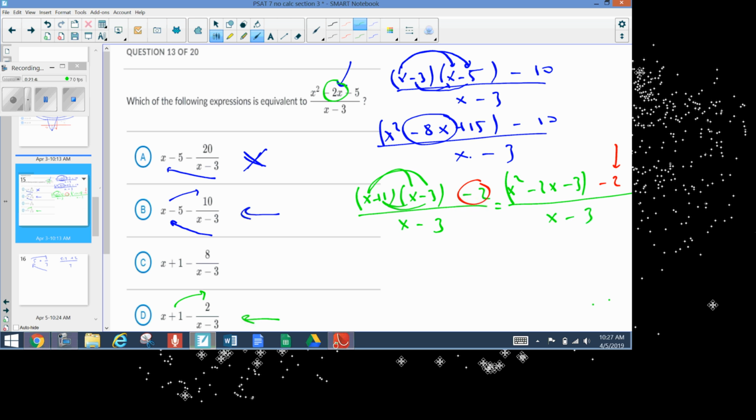So did we get it right? Yes, because x squared minus 2x, add like terms, negative 3 minus 2, negative 5 over x minus 3. So we followed the answer choices and got the right answer. And also you saw the technique, elimination. We didn't try this one, because if I would try this one, I would have gotten something like 8x in the middle, but it doesn't fit.